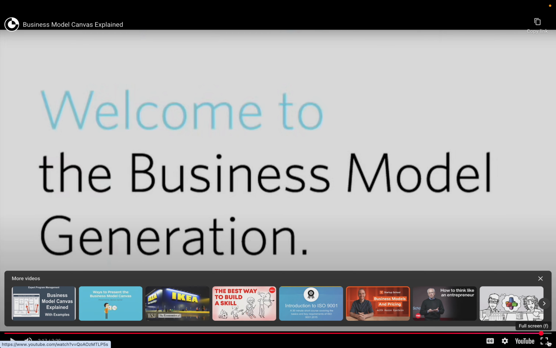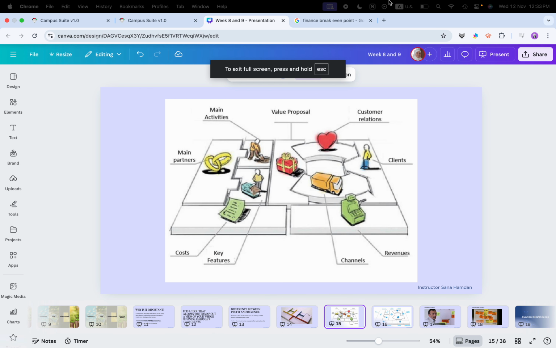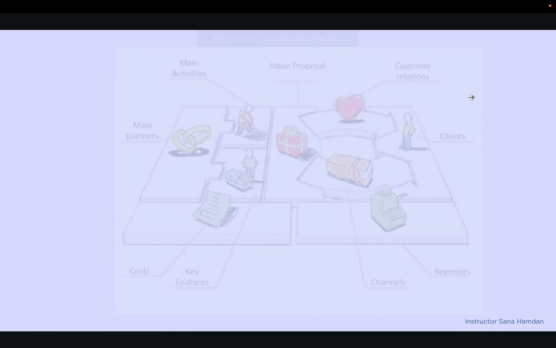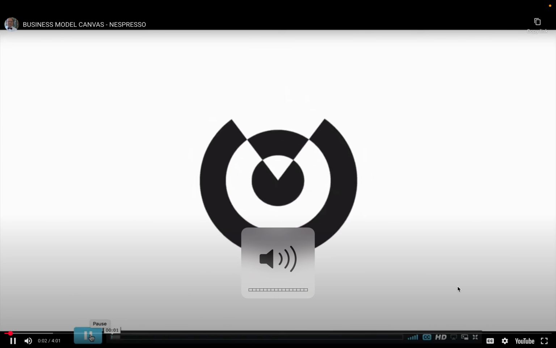So that is a nice animation of it. Let's look at a real life example about Nespresso. Okay, so this is just a picture, again, of the same idea. The last thing, and this is the last thing today, I promise you, will be Nespresso. Can you hear from the back?